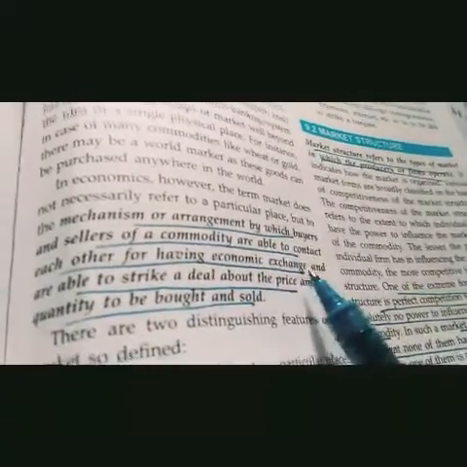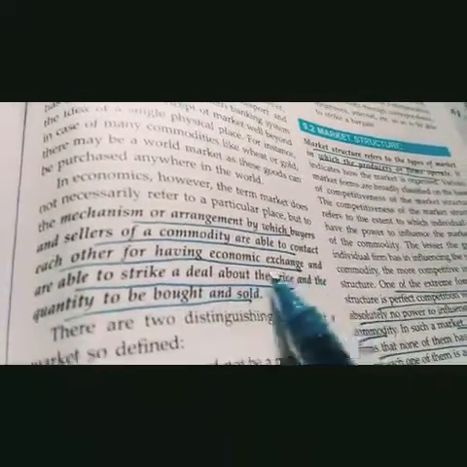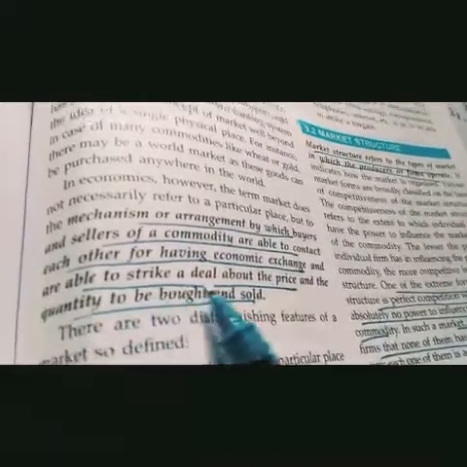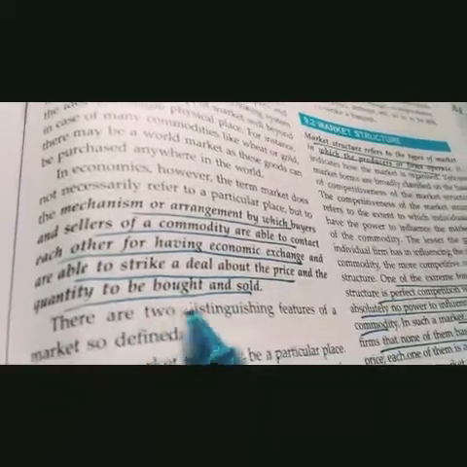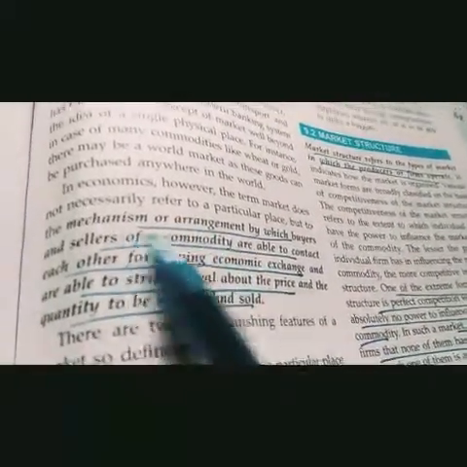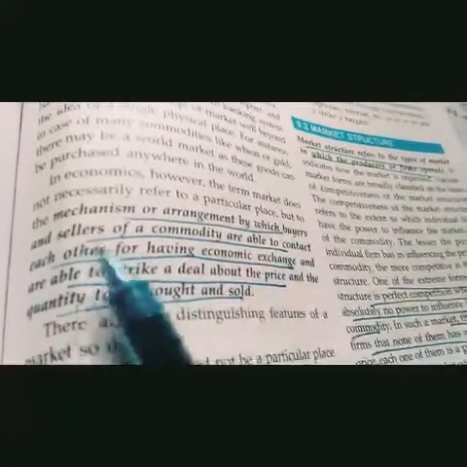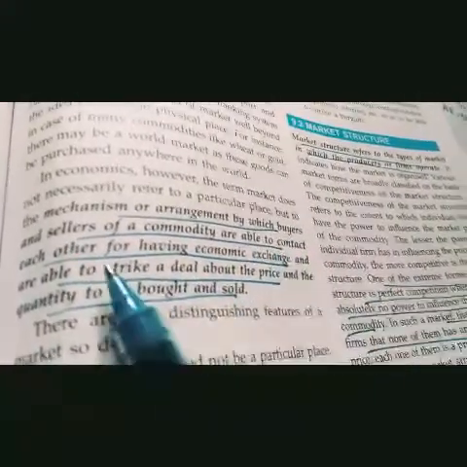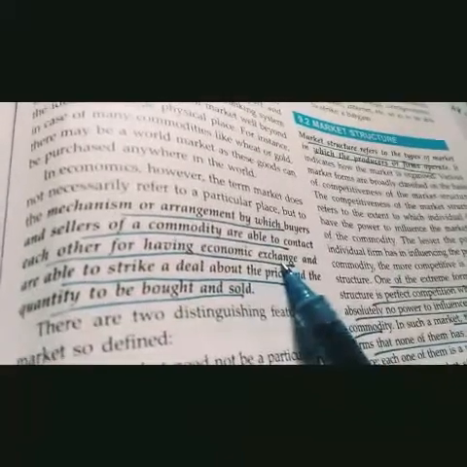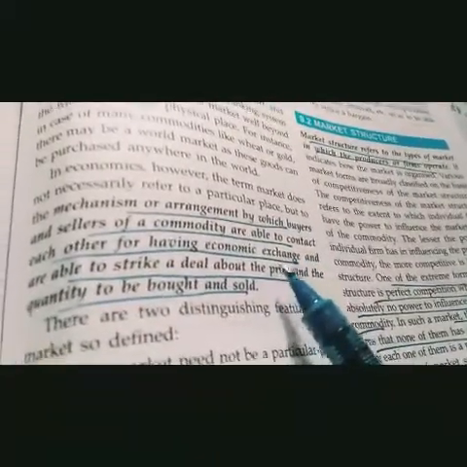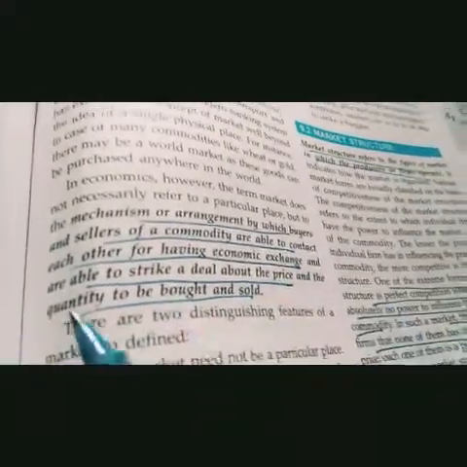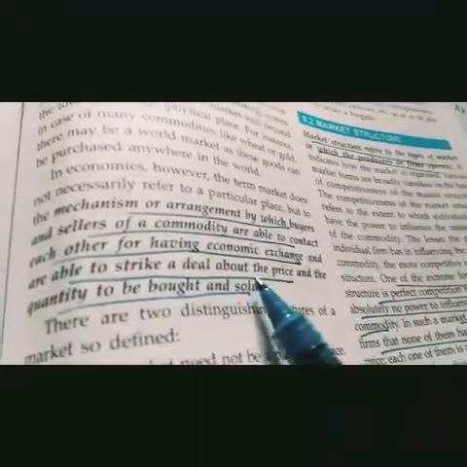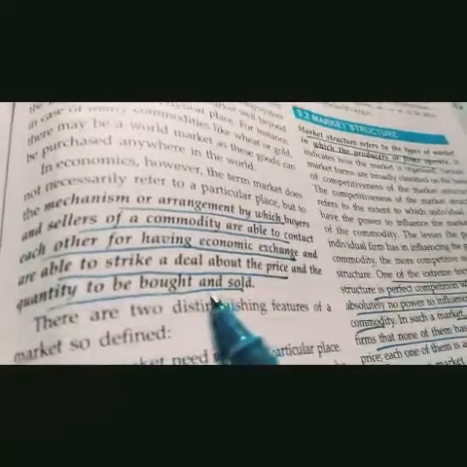Having economic exchange, वो अपने आप में एक economic exchange करते हैं. Are able to strike a deal और वो फिर deal करते हैं about price and quantity to be bought and sold. That means ये एक arrangement है जिससे बायर और सेलर आपस में एक साथ आते हैं, contact with each other, having economic exchange. ठीक है, somebody gives the goods and somebody gives the money and able to strike a deal और डील फाइनलाइज करते हैं about the price and quantity to be bought. So मार्केट पता चल गया.